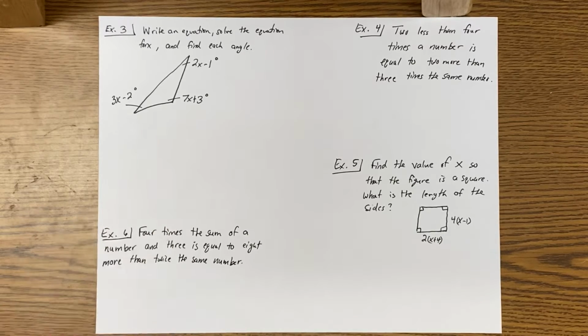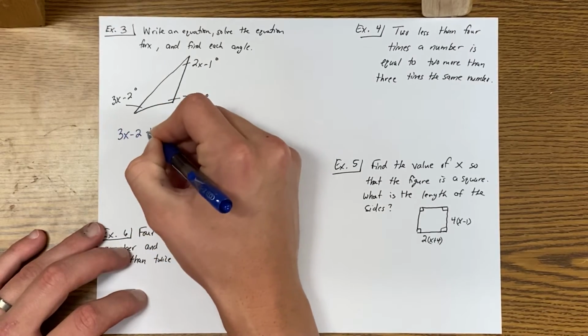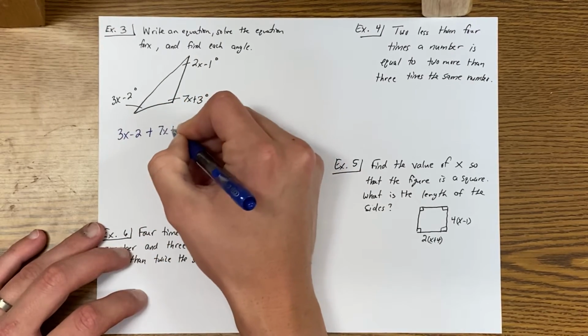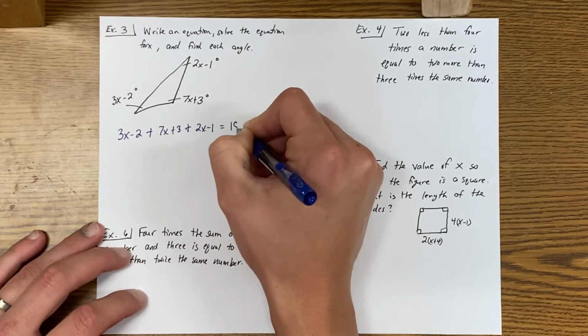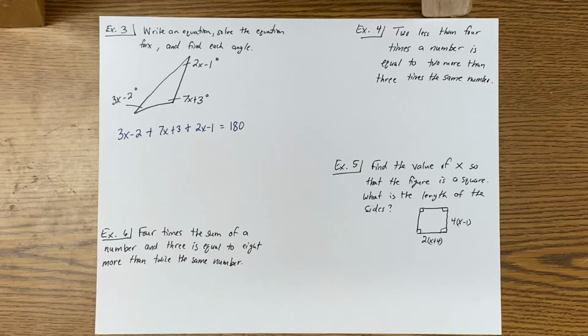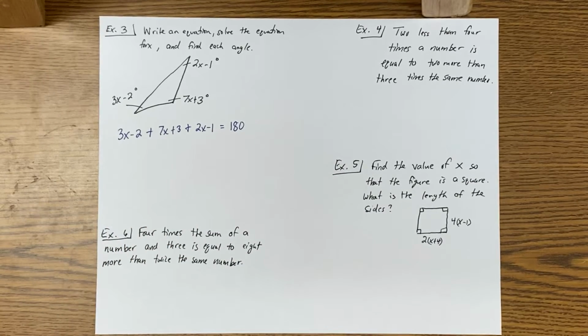So number 3 says write an equation, solve the equation for x, and find each angle. Okay, so what do we know about triangles? Well, we know that the 3 angles add together to give me 180 degrees. So I could write it like this: 3x minus 2, plus 7x plus 3, plus 2x minus 1 equals 180 degrees. So now I have 3 expressions over here, and all my terms are on the left side of the equal sign, so I can just combine some like terms.